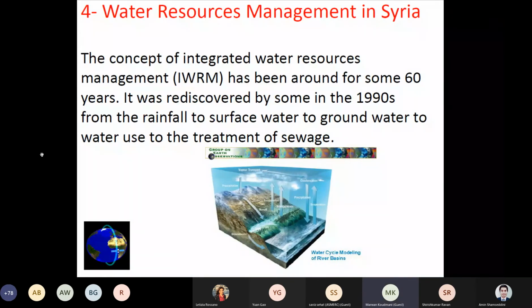What about water resources management in Syria? The concept of integrated water resources management has been around for some 60 years. It was rediscovered by some in the 1990s. It covers everything from rainfall to surface water to groundwater to water use and to the treatment of sewage.